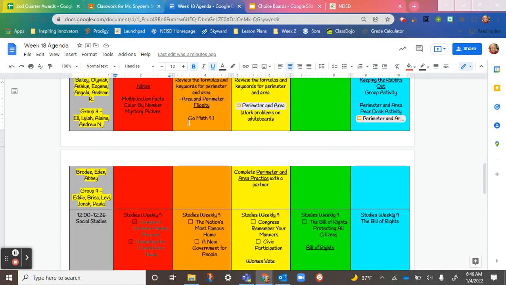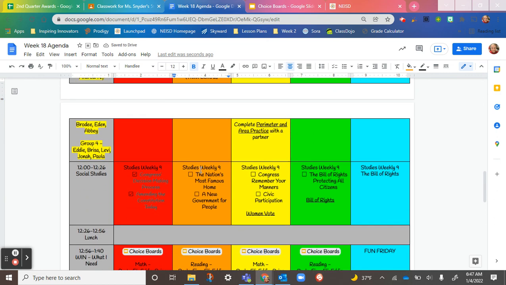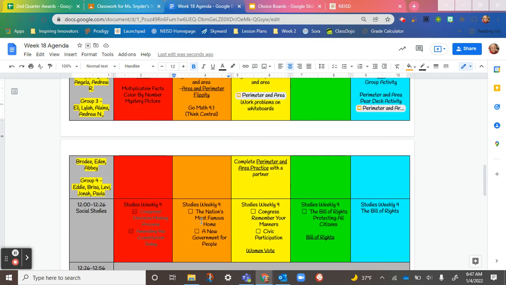And then from your Launchpad, you can also get into Think Central. And so you can go to your lessons, and we're looking at 9.1. And then if you are able to get into the Studies Weekly, these are the next two sections that we're going to read about.